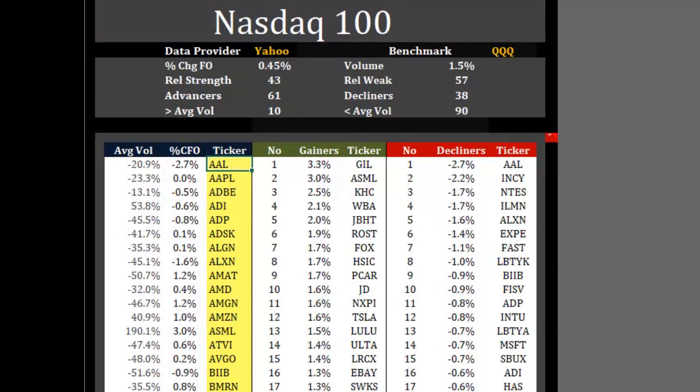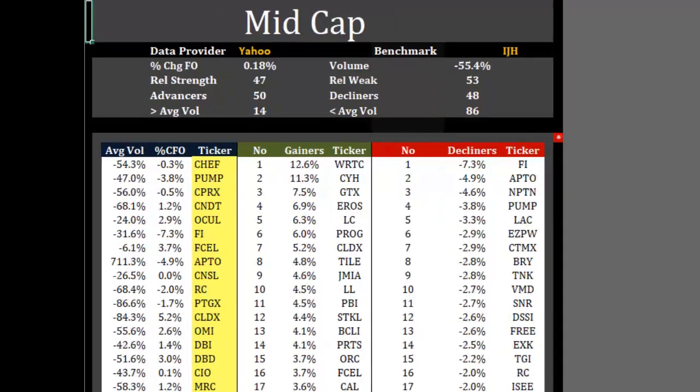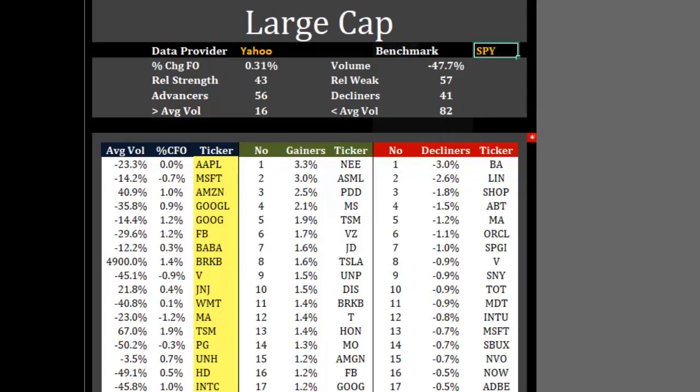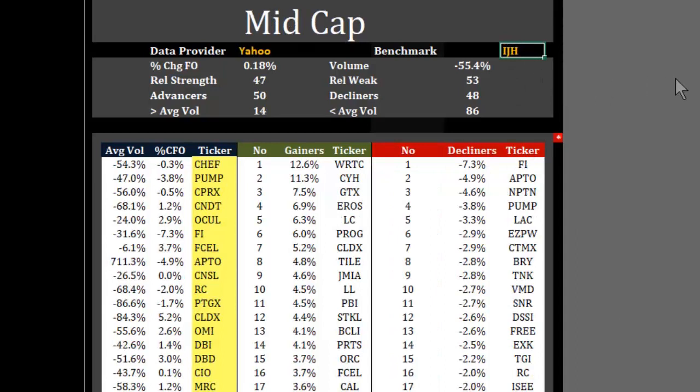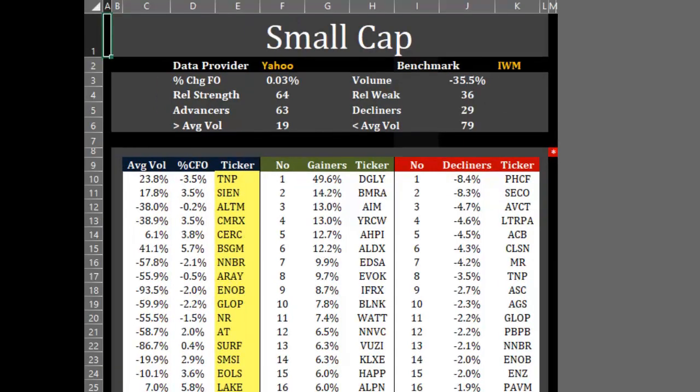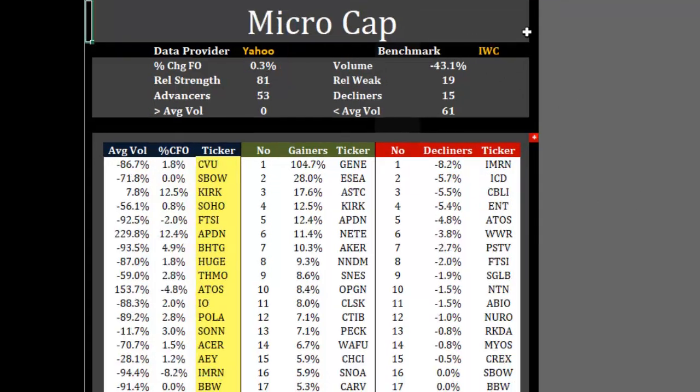And you notice that they each have an ETF sector benchmark that corresponds. Large cap, SPY, a mid cap, IJH is a mid cap ETF, so it makes sense to use that as a benchmark. But you can use any benchmark you want, including an individual stock. Here's small caps, so we use IWM, micro caps, IWC.